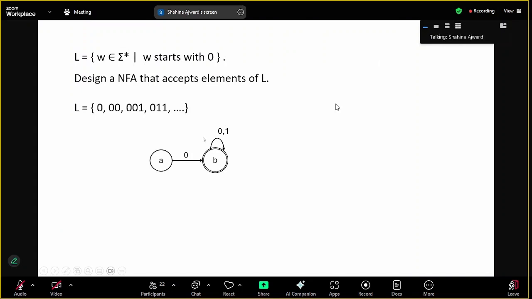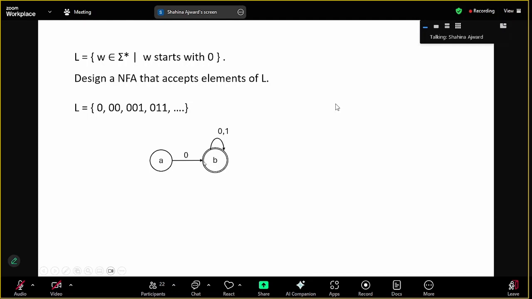Okay, I hope you can see the slides now. We first check with our first word, which is zero. If the word has length one, then it should be accepted in the next state. So we make the next state our final state.